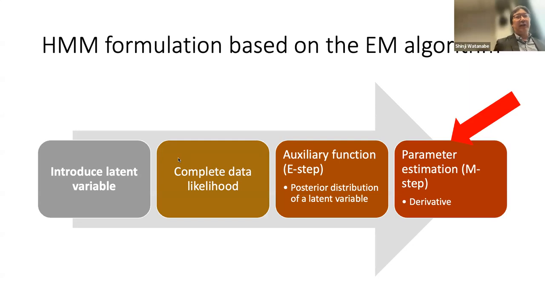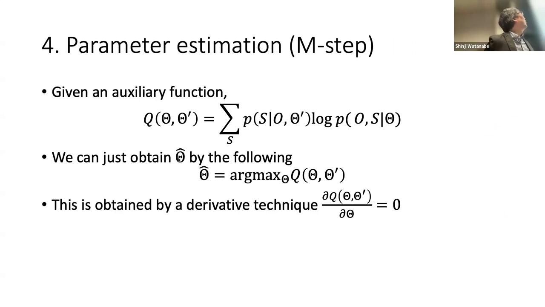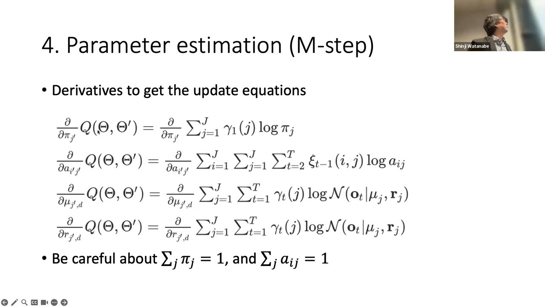And the last part is parameter estimation. Given this form, we can easily estimate the solution for the parameters. What we do is directly take the derivative and set it equal to zero to get all of pi, a, mu j, and r j, which are the parameters in our problem, and they can be solved by the parameter estimation method.